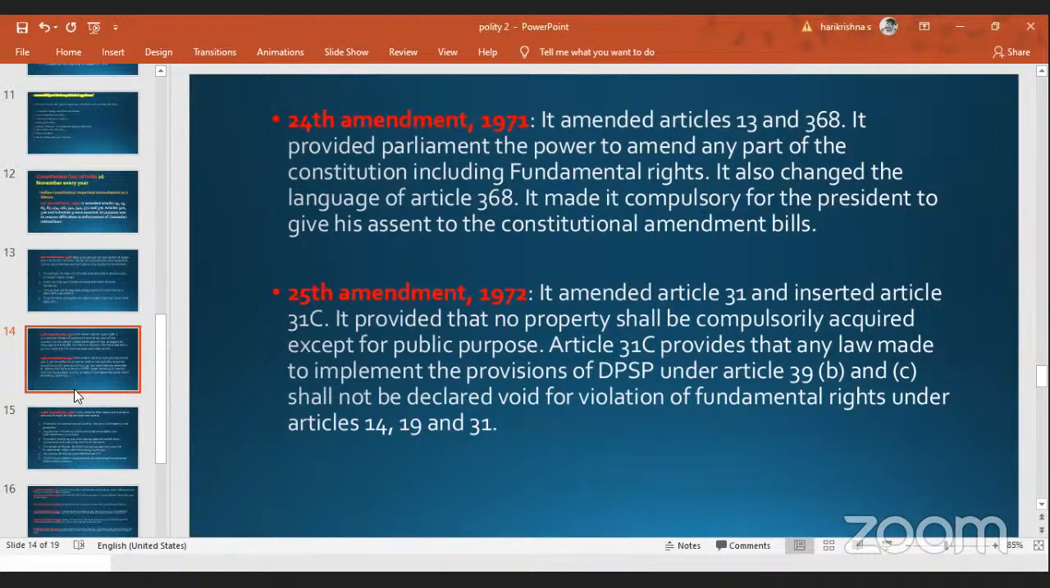The next is the 42nd Amendment. That's very important. That is 1976. It was called the Mini Constitution of India and was brought during the national emergency.